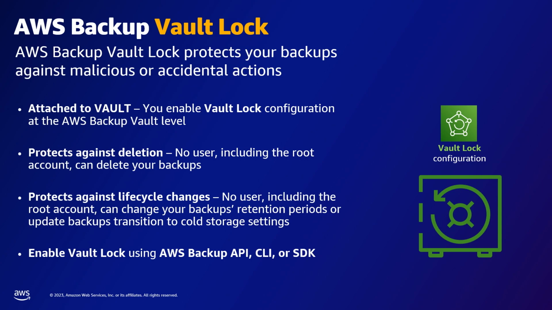The vault lock is configured at the vault level. Once you enable the vault lock, no one can delete or make any change to your backup, not even the root user, which makes your backup truly immutable. You can enable vault lock by using the AWS Backup API, CLI, SDK, or from the AWS console.